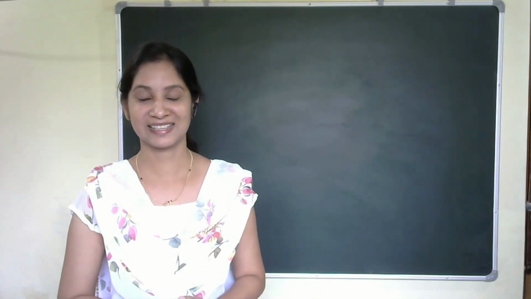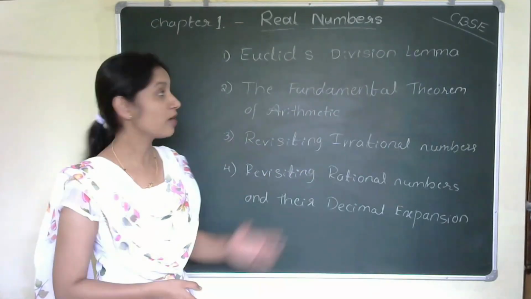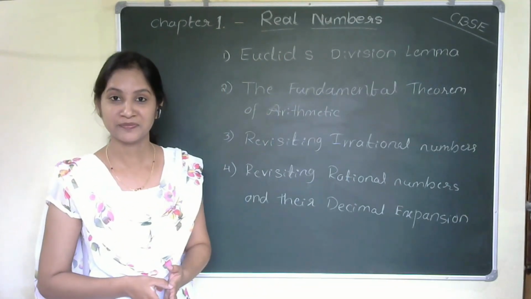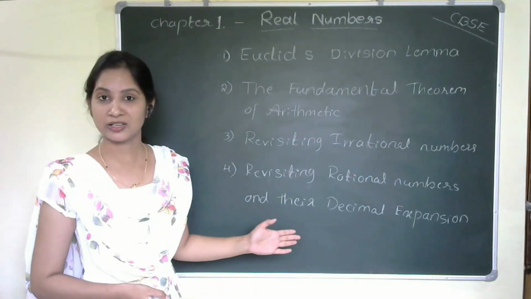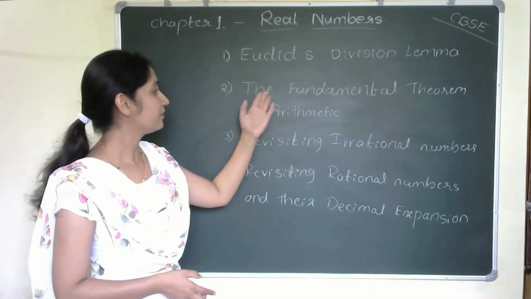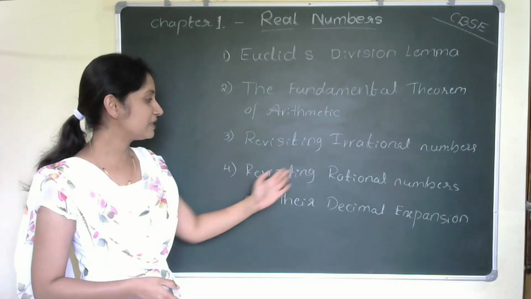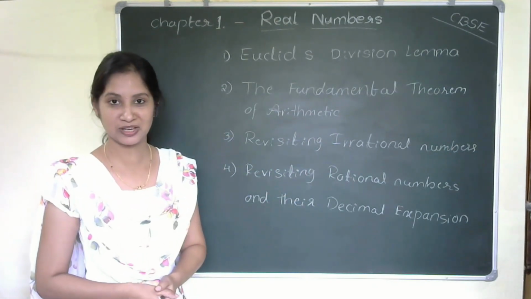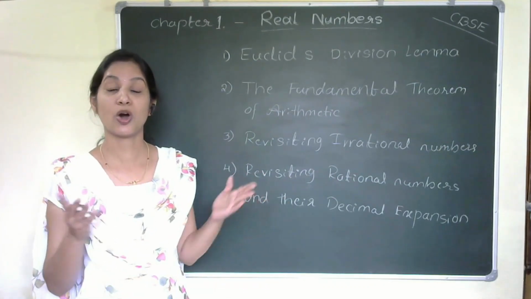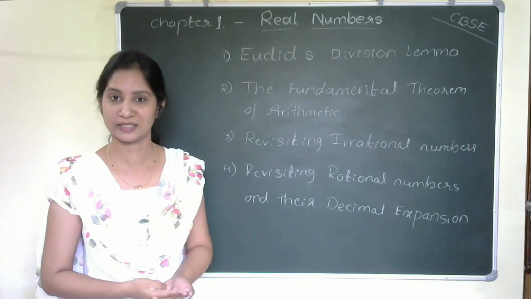This is Sharda Hegde. According to your class 10 mathematical textbook of the CBSE syllabus, our first chapter is real numbers. I hope you are familiar with the number system. These are the points covered in the first chapter, real numbers: Euclid's division lemma, the fundamental theorem of arithmetic, revisiting irrational numbers and revisiting rational numbers and their decimal expansion. We will go through all these points one by one. We will solve all exercises given in your textbook with the explanation of the concept.